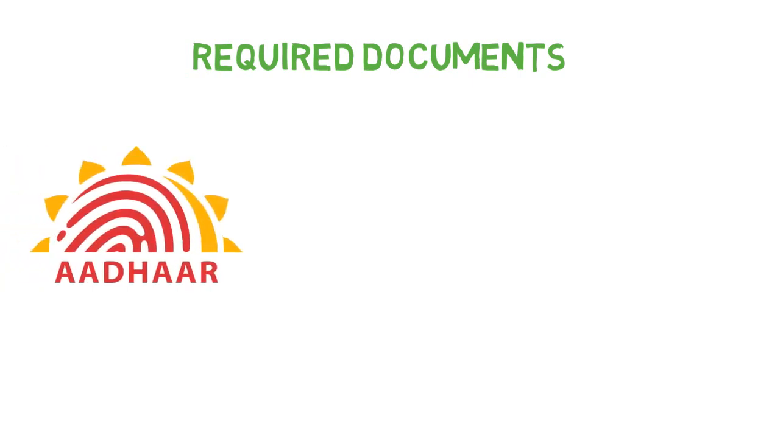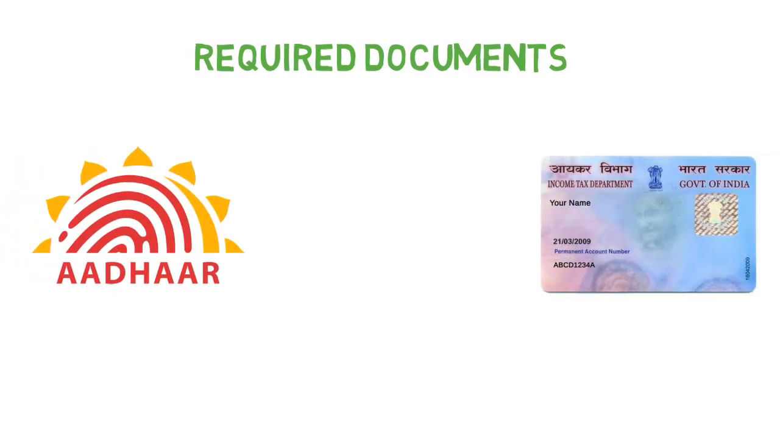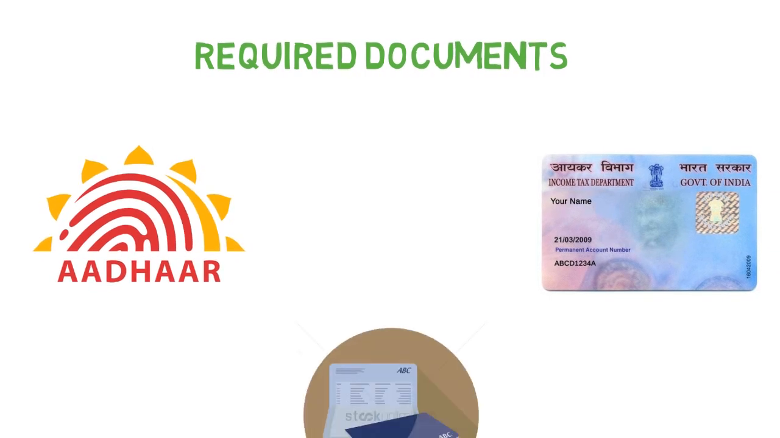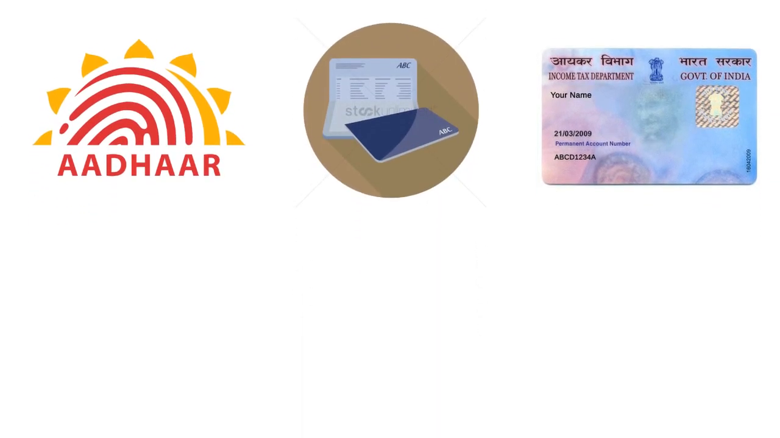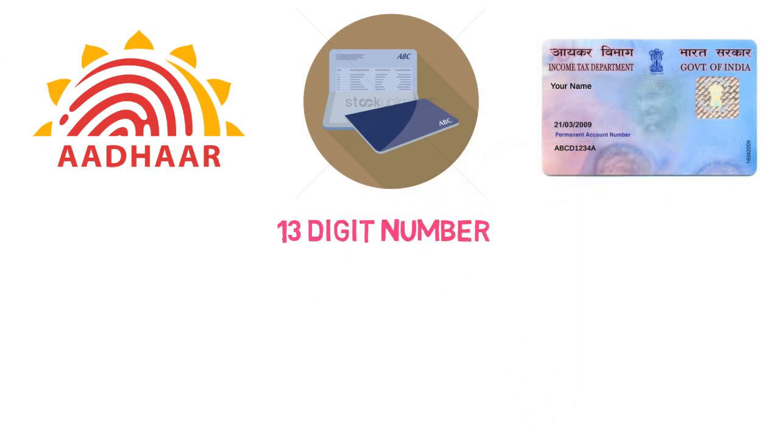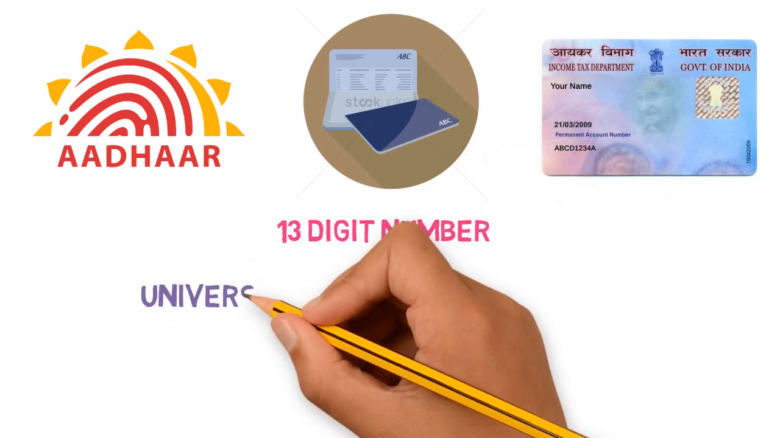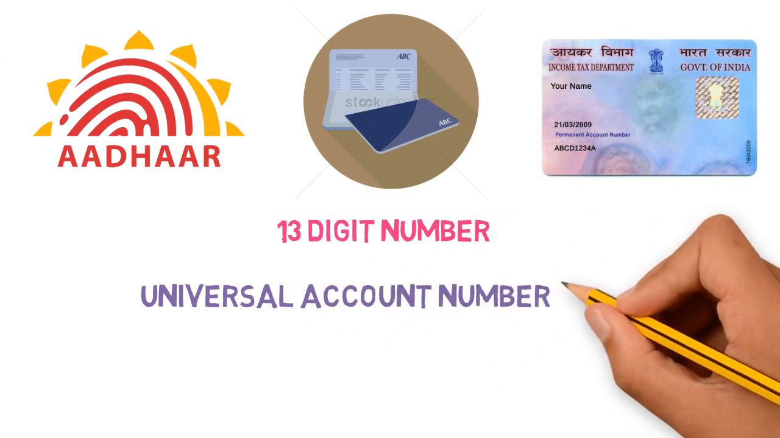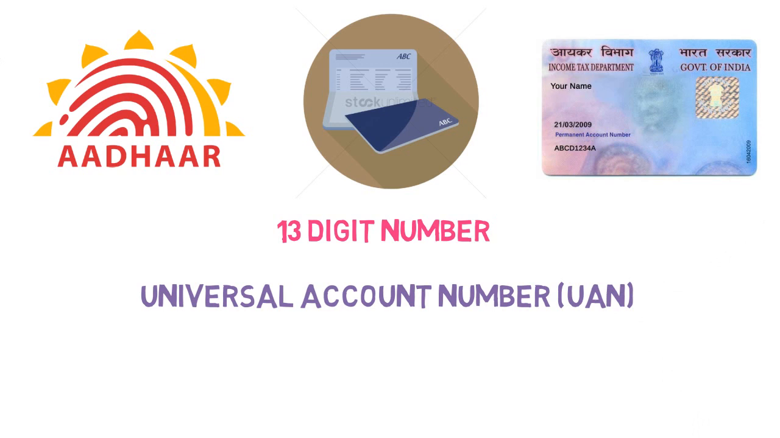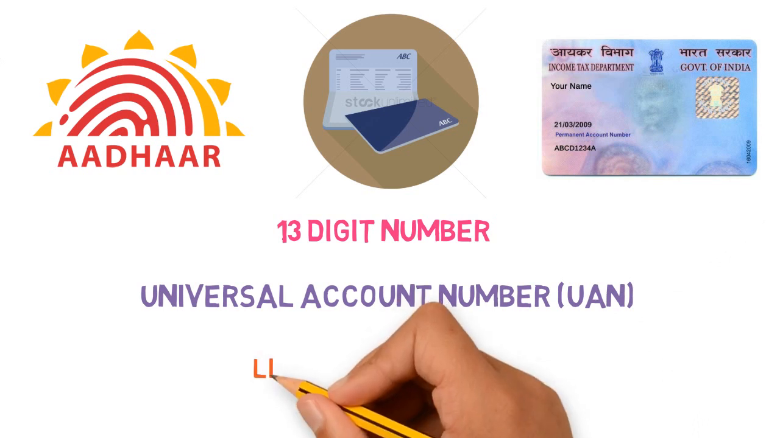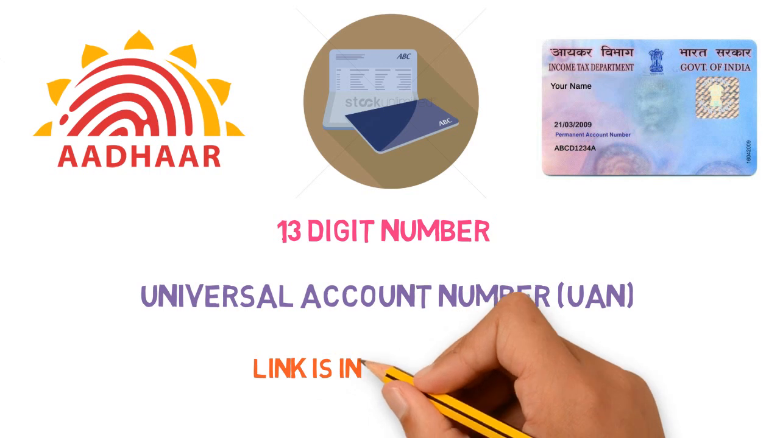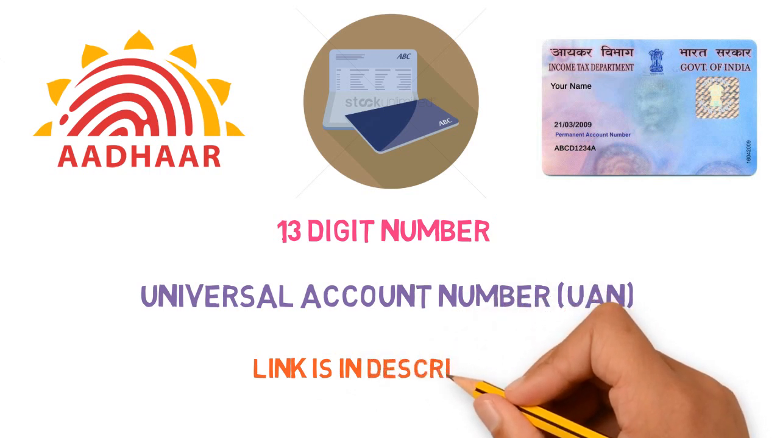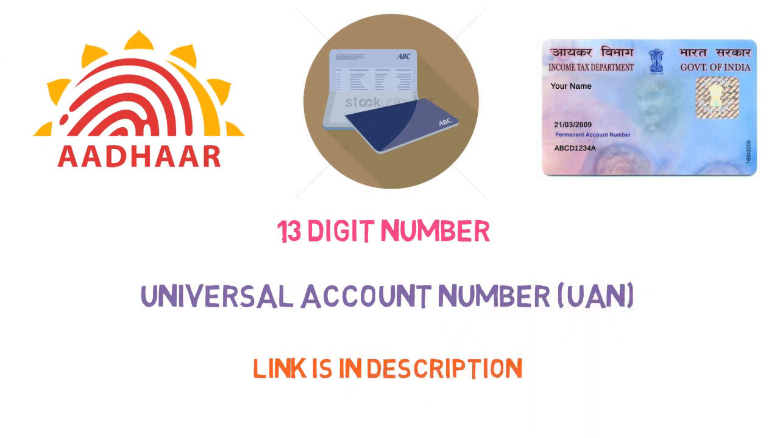Now let us see what documents we need to open a PF account. First of all, we need an Aadhaar card, second a PAN card, third a bank passbook. It's almost like our ordinary bank account. A 13-digit number is given to us, which is called the Universal Account Number, or UAN. A link is given in our description box for you to access the PF account. Please check it at the end.